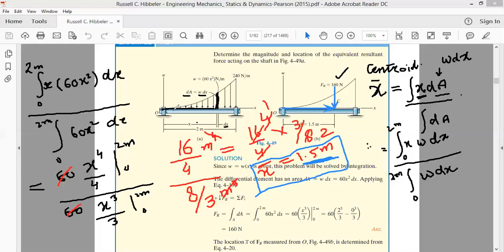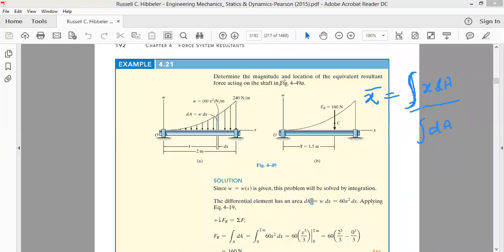So you see, we had a non-uniformly distributed load. This load we replaced by a single load of intensity 160 Newton, and this load was acting at a distance of 1.5 meter from the origin. This is how we have to solve these types of problems.